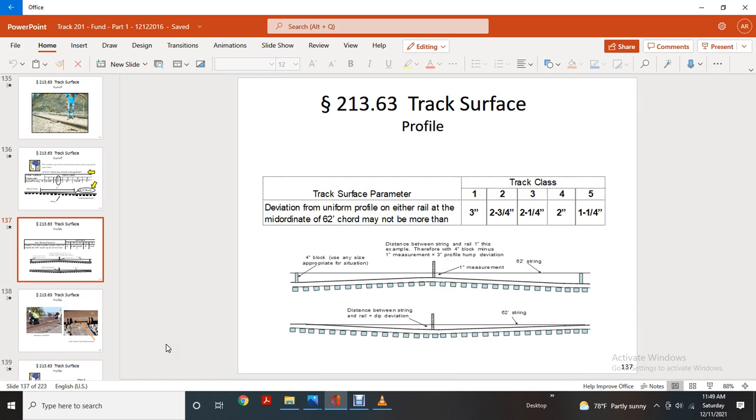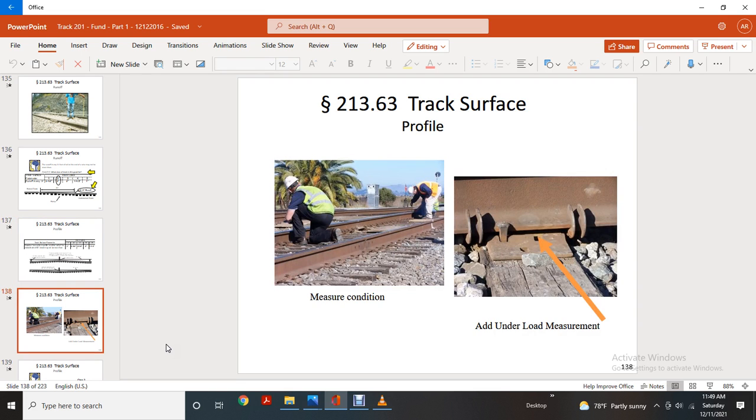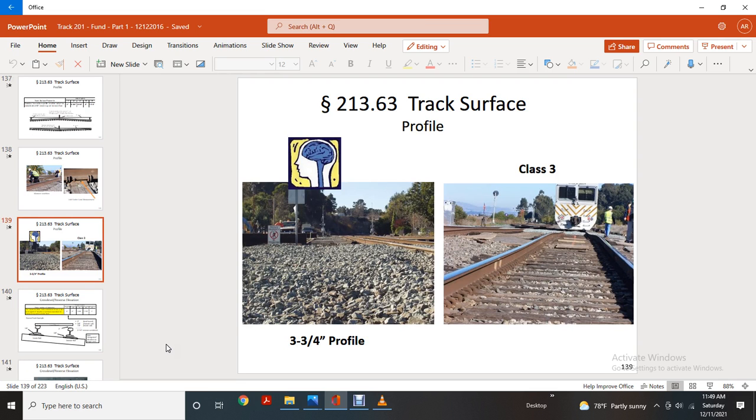Track surface profile, the parameter deviation: the uniform profile of either rail with the mid-chord offset of the 62 foot chord may not be more than 3 inches for class 1, 2.75 inches for class 2, 2.25 inches for class 3, 2 inches for class 4, and 1.25 inch for class 5. And this shows the measurement of the string. Measuring condition, any under load measurement. Track surface of class 3, 2.25 inch profile.